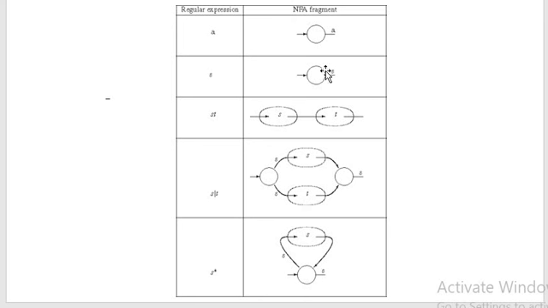Only one state here, S dot T. In this way we can draw the dot, which is concatenation. This is union, S or T. This is closure, the star.